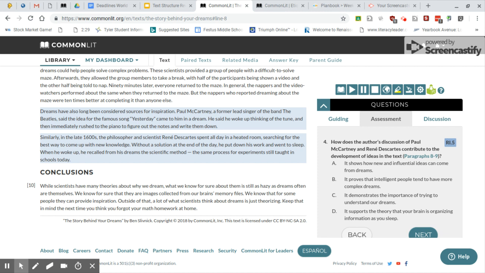ideas? And so if you look at these two paragraphs, dreams have also long been considered sources for inspiration. Paul McCartney, a former lead singer of the band The Beatles, says the idea for the same famous song Yesterday came to him in a dream. He said he woke up thinking of the tune and then immediately rushed to the piano to figure out the notes and write them down.